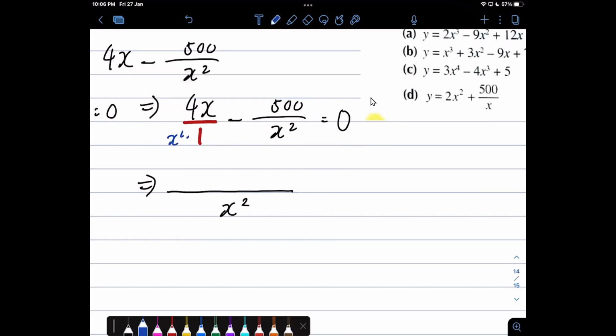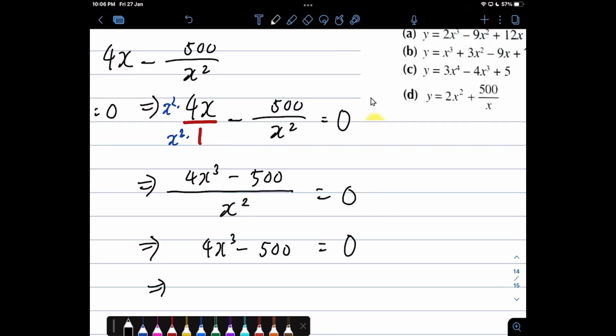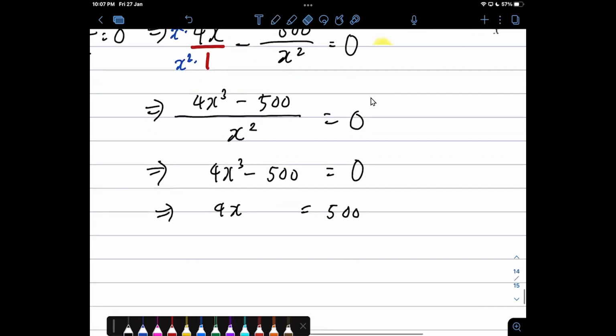Okay, maybe you already know this. So 4x times x squared is 4x cubed over x squared, then minus 500 equals 0. Divide, bring over becomes times. 0 times x squared, 0. Left with 4x cubed minus 500. You get 4x cubed equals 500. Divide by 4 first, then take a cube root. Oops, cube root, then it shouldn't have a cube anymore. Okay?